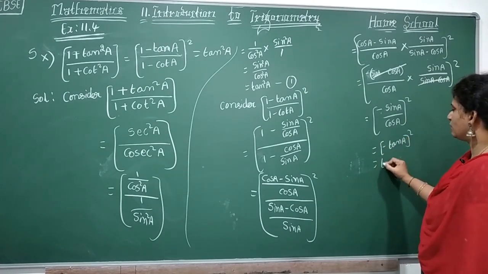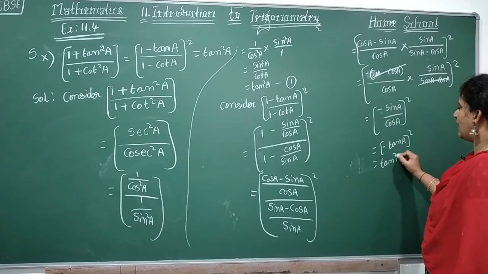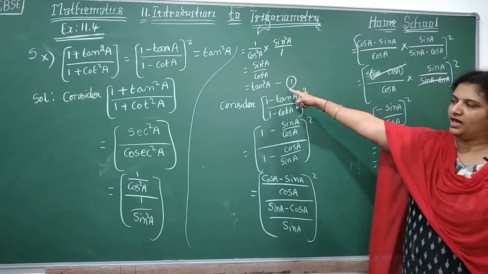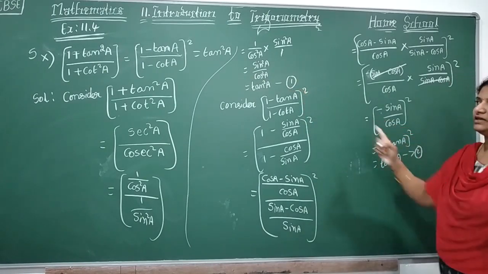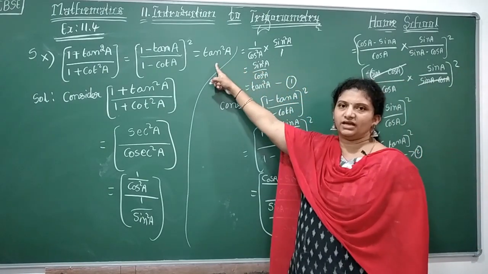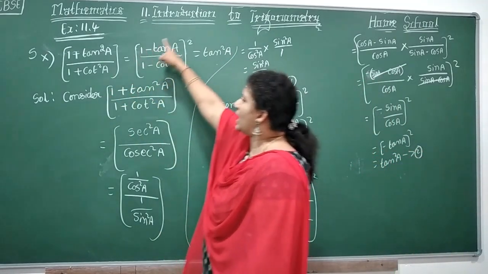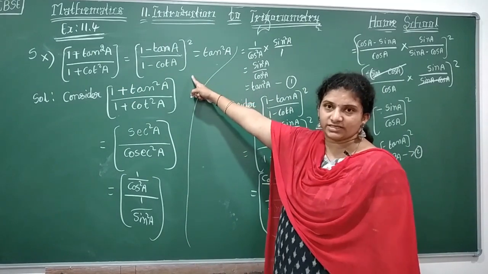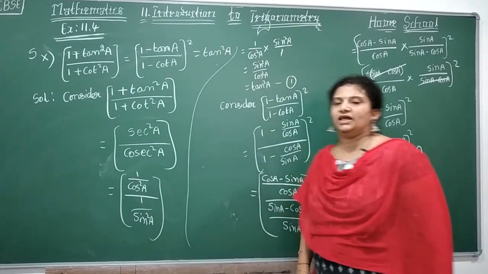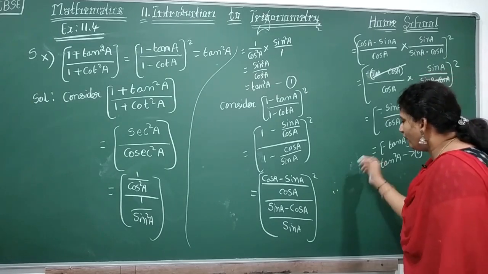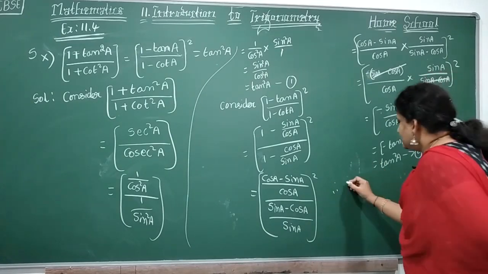If you do whole square, what are you going to write? Tan square A. So look here, children. So from 1 and 2, it is equal to this set. So what did you get here? This is equal to tan square A, and if you solve this, this is also equal to tan square A. Finally, what are you going to write here? Therefore, from 1 and 2, what can I say here?